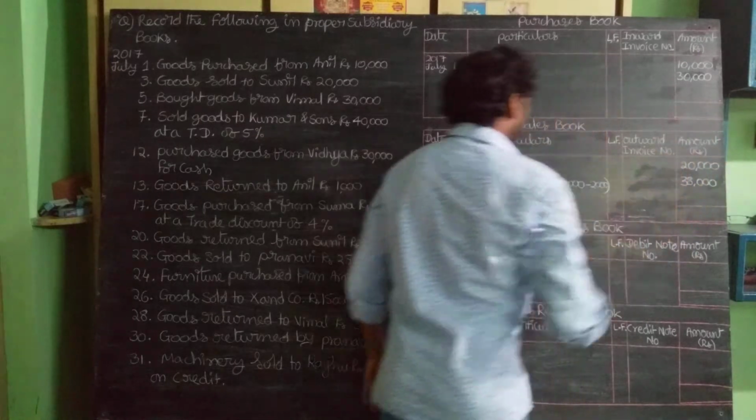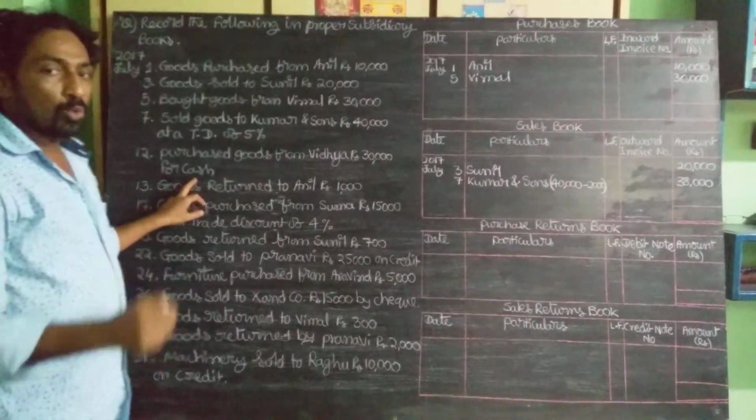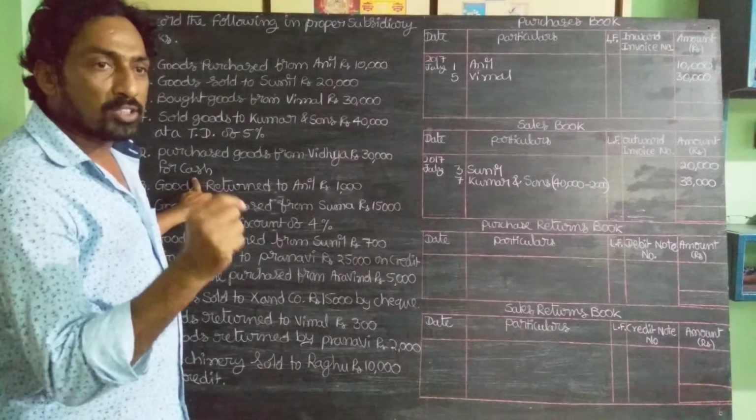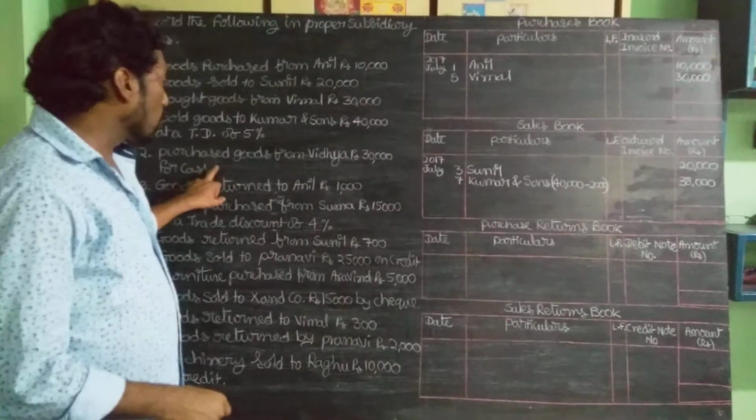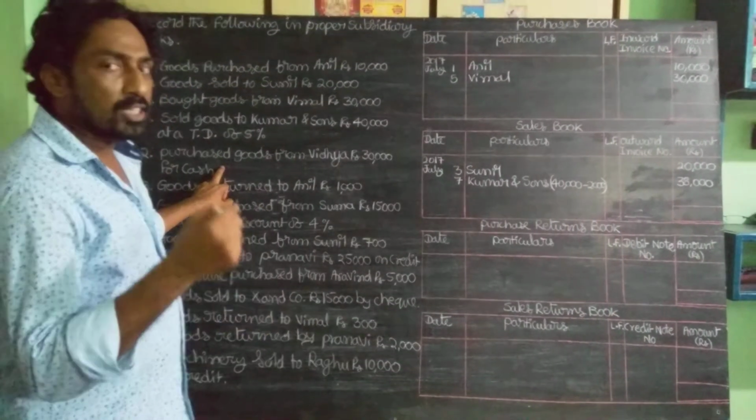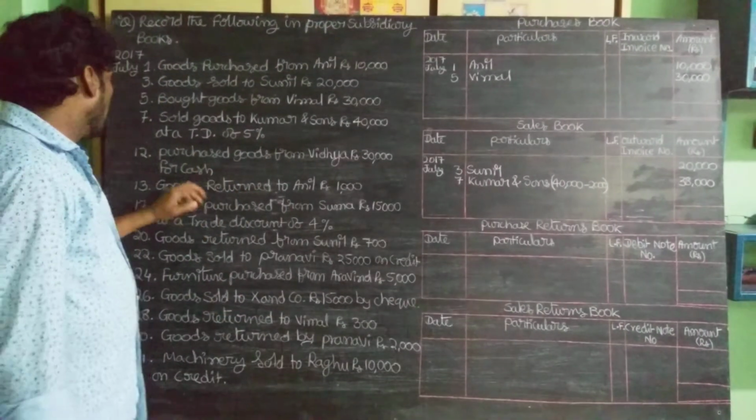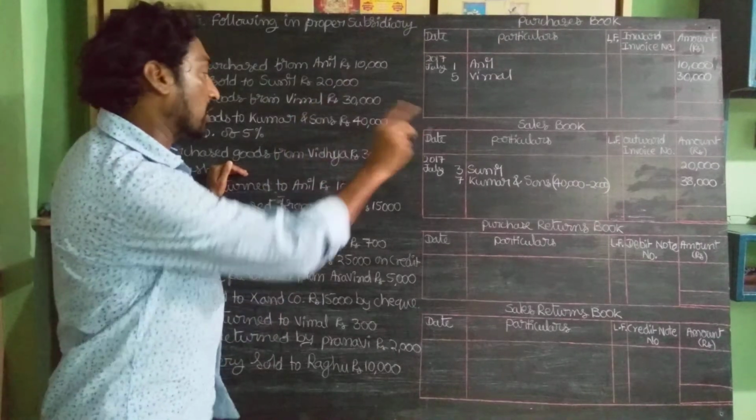Next, purchased goods from Vidya for cash. Goods purchased for cash, or goods purchased and paid by cheque, are not recorded in the purchase book. They are to be recorded in the cash book. This transaction is explained in a further class.